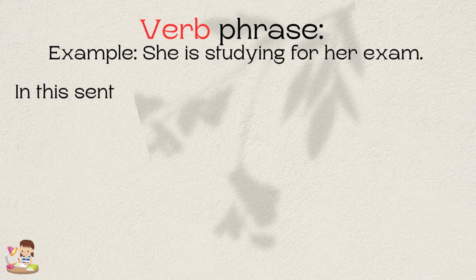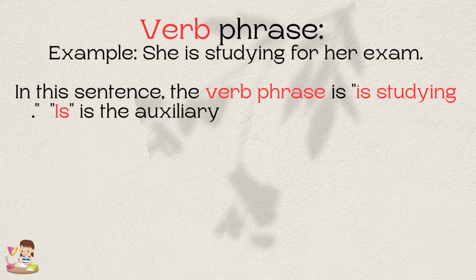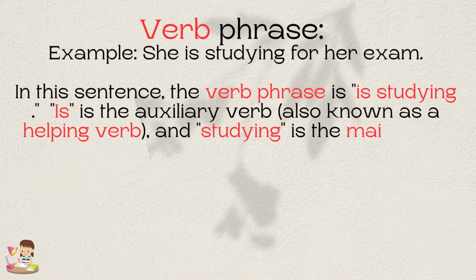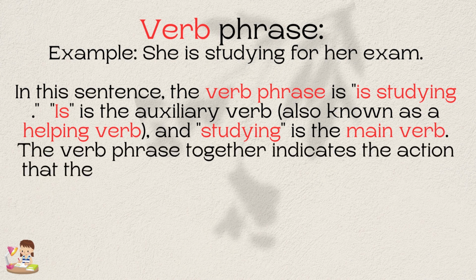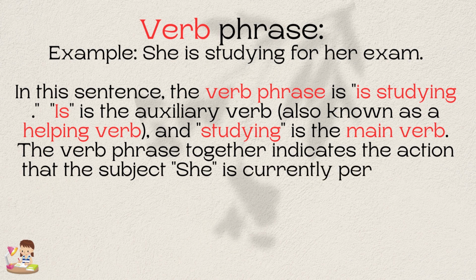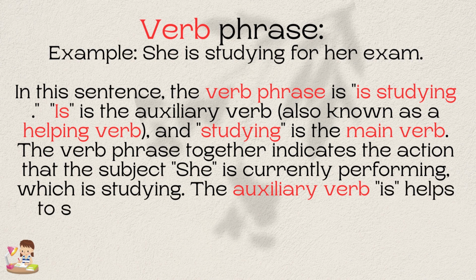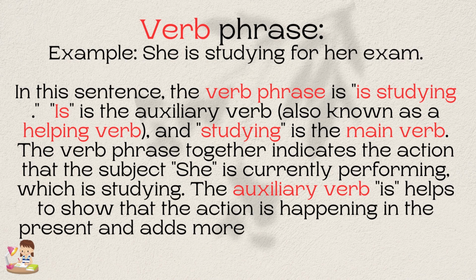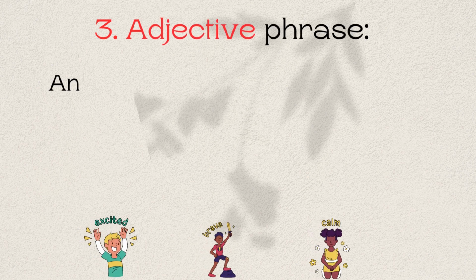In this sentence, the verb phrase is is studying. Is is the auxiliary verb, also known as a helping verb, and studying is the main verb. The verb phrase together indicates the action that the subject, she, is currently performing, which is studying. The auxiliary verb is helps to show that the action is happening in the present and adds more information about the verb studying.